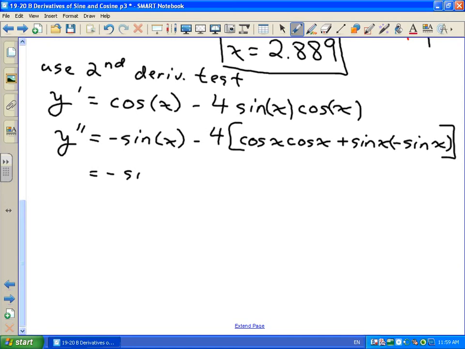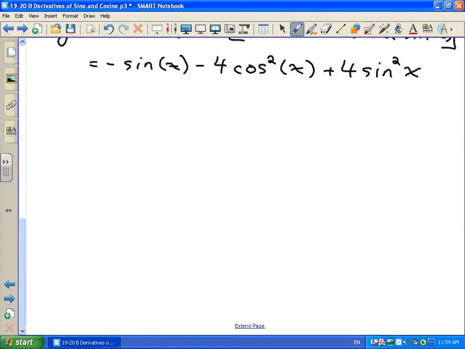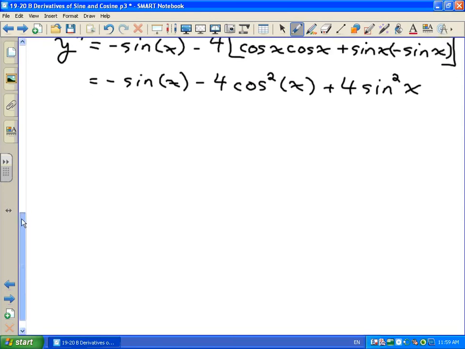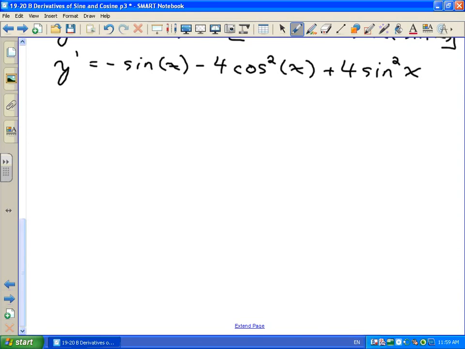So we can clean this up a bit. Negative sin x minus 4 cos squared x. Sin x times sin x gives us negative sin squared x, times negative 4 gives us plus 4 sin squared x. And this is what we have to evaluate for each of our critical numbers. So probably what you would do is just do this numerically. Punch these things into your calculator.